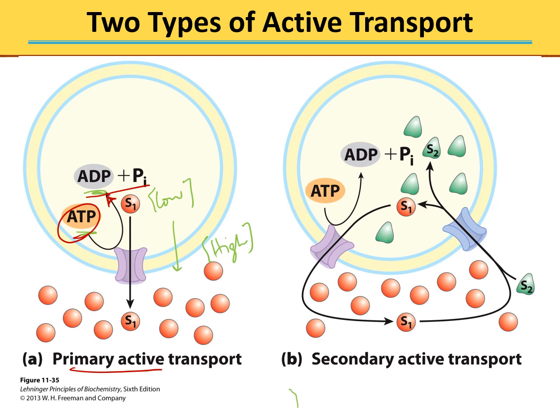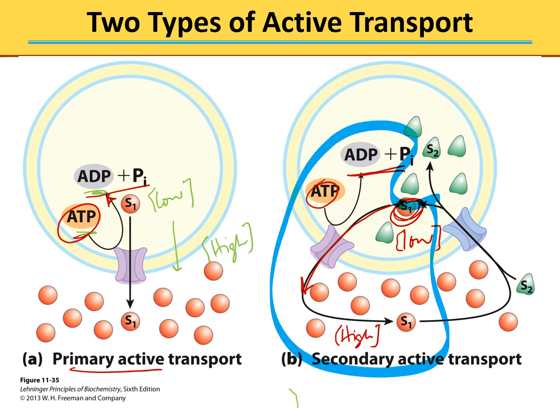What happens is, for example, in this case, you go from high to low. So for example, S1 is here. You go from, sorry, low to high, not high to low. So you go from low concentration to high concentration, right? And ATP hydrolysis takes place. This part here is the normal primary transport, right? Primary active transport.